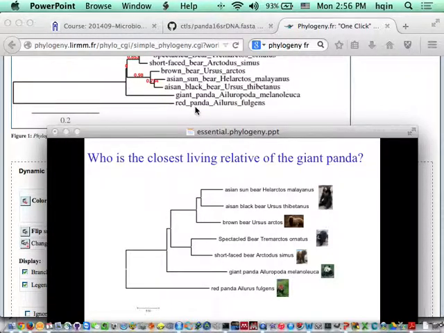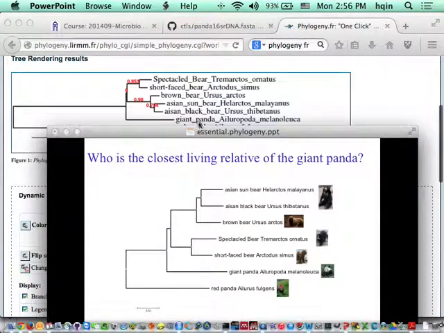I guess giant panda and red panda are traditionally considered more close to each other, but based on this tree, red panda is actually not even in the group, it's an outer group. So which one is closer to giant panda is the short-faced bear. But the question is, what's the closest living relative?